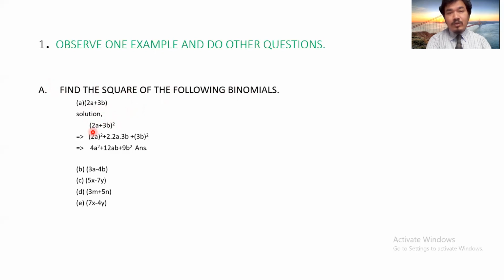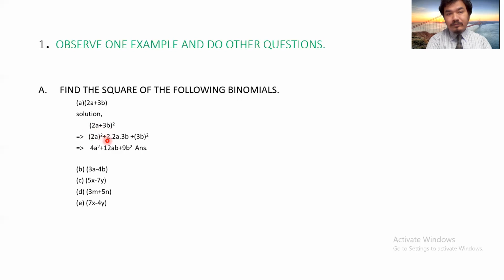Now, we know the formula. First there will be a square. In place of a there is 2a, and in place of b there is 3b. Whenever you write a square, we have to write (2a) whole square. Put it in brackets because there is a square of both 2 and a. Don't forget to put this in brackets.